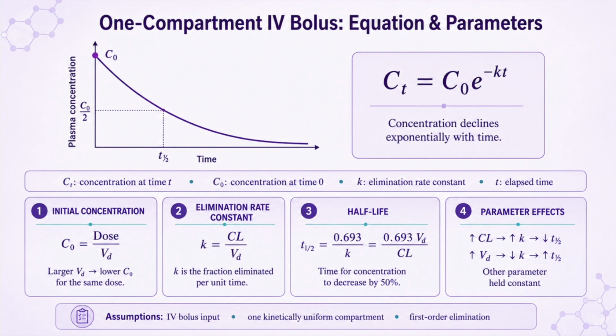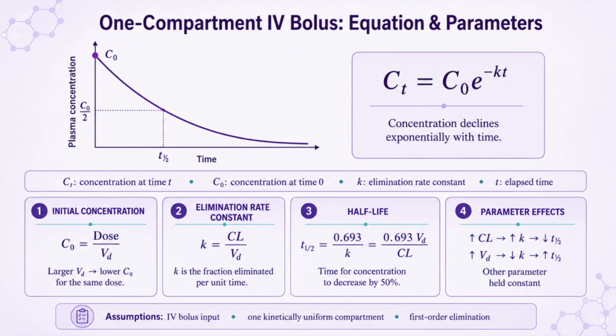Because this is exponential elimination, the drug does not lose the same amount during every time interval. Instead, it loses the same fraction per unit time. The initial concentration is related to dose and apparent volume of distribution.